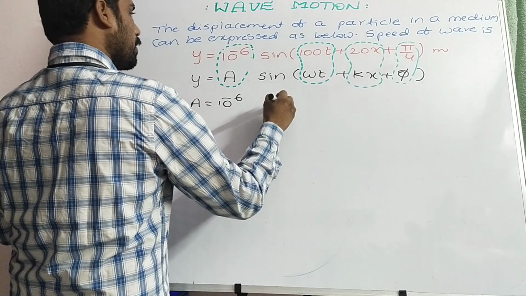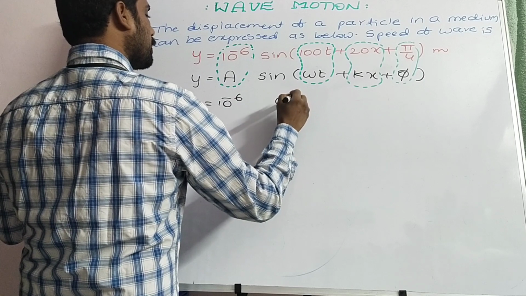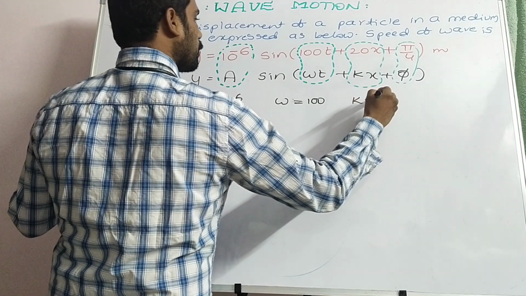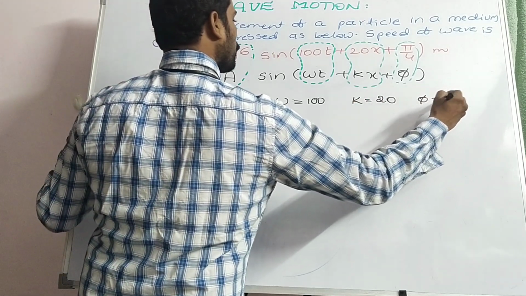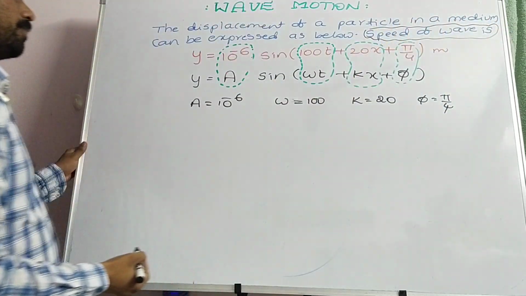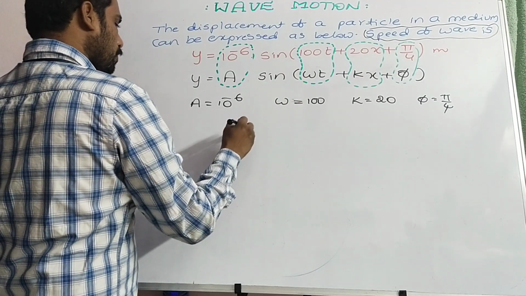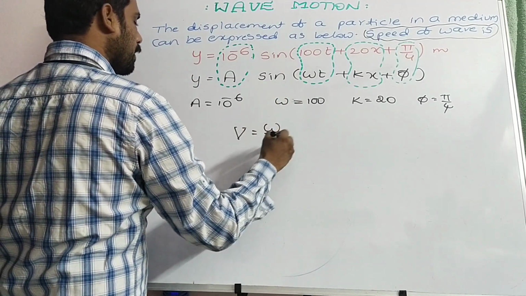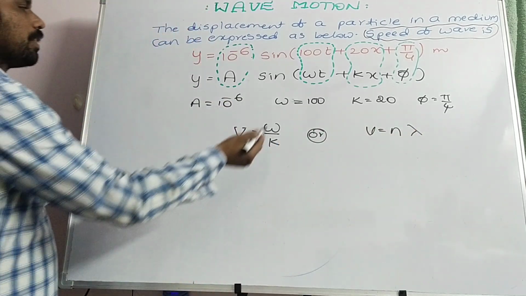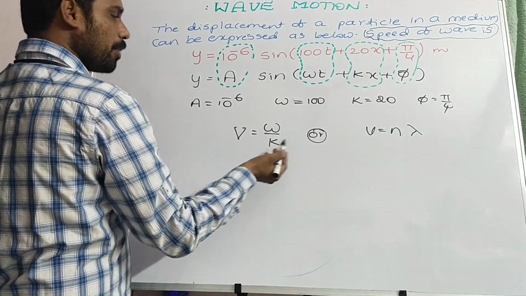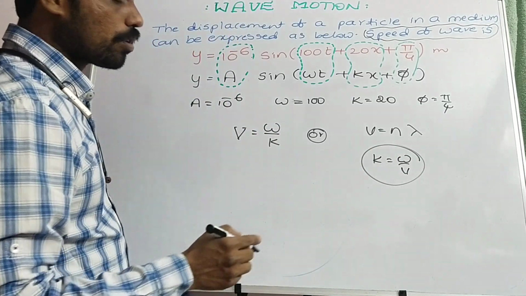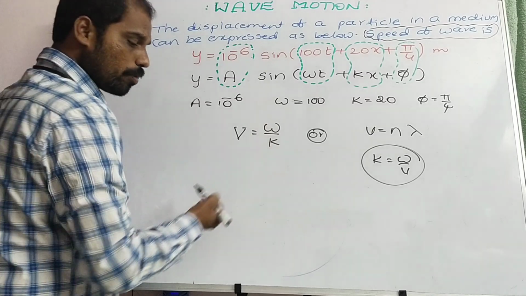Now omega is equal to 100 and k is equal to 20, phi is equal to pi by 4. We have to find the speed of the wave. Speed v is equal to omega by k, or v equal to n lambda. Here we have omega by k directly. Why? Because the propagation constant, or wave constant, k is equal to omega by v. So v equal to omega by k.